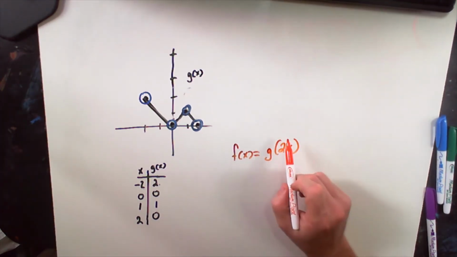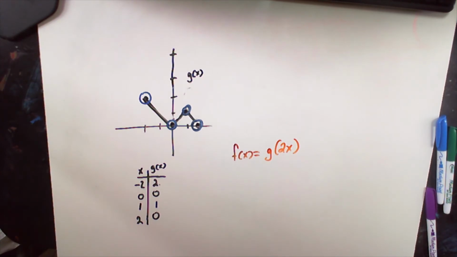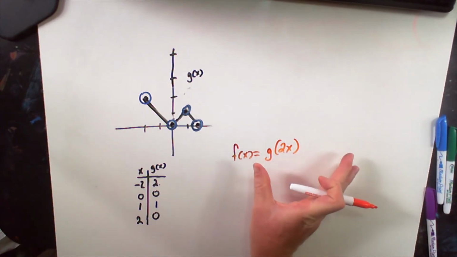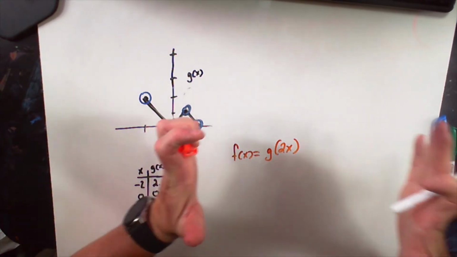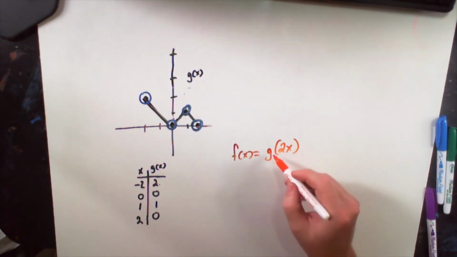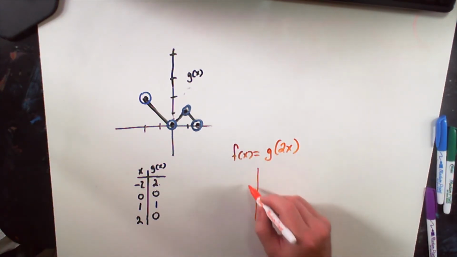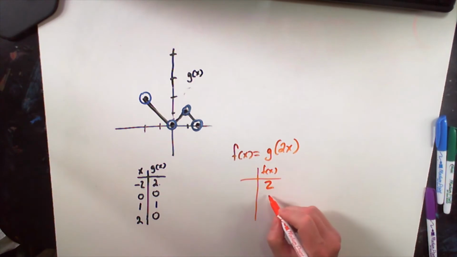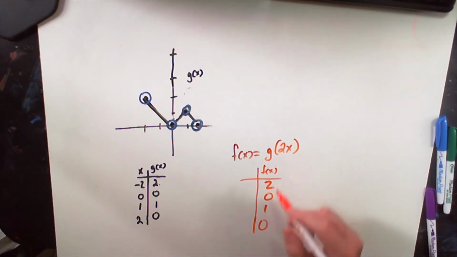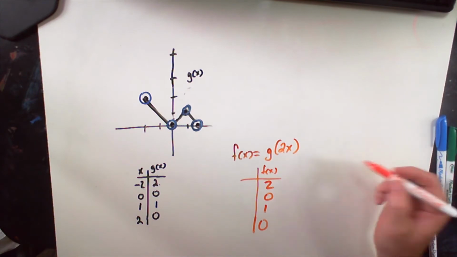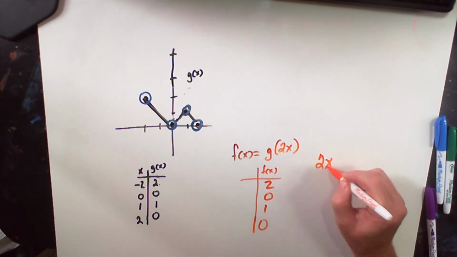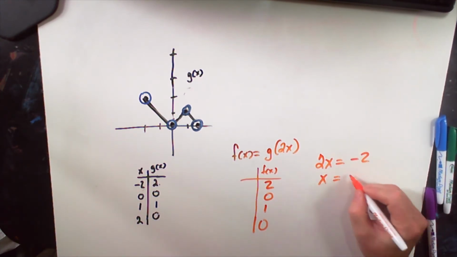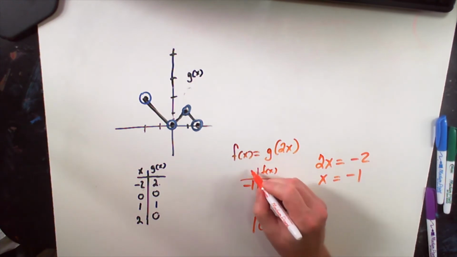F of x equals g of 2x. We know from our notes that when we do it inside, multiplying by 2, that should be a horizontal shrink. So the points should be closer together. Nothing is done to the outside of the function. So right off the bat, I can just put in my same values here, 2, 0, 1, 0. Now, new x, old x, right? So my new x, 2x, equals negative 2. X equals negative 1. That's the value that goes there.